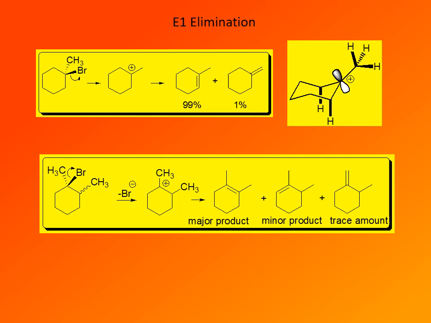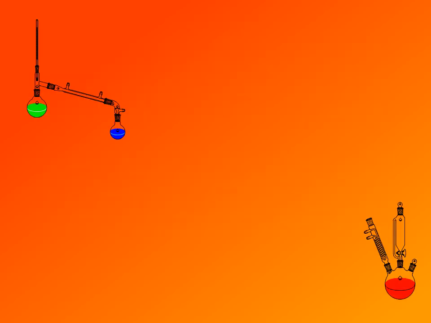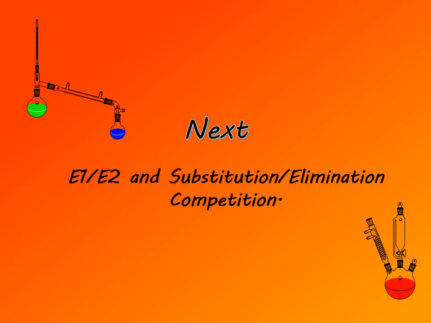So in conclusion, E1 elimination proceeds through a carbocation, and the product is always the most stable, the most substituted endocyclic, which means inside the ring, double bond. Next, we are going to look at a competition between E1, E2 and substitution elimination reactions.